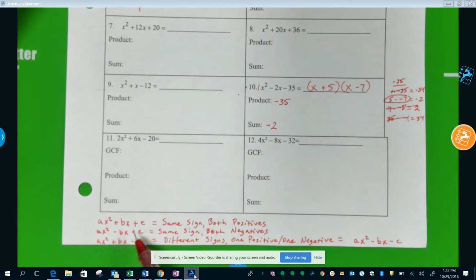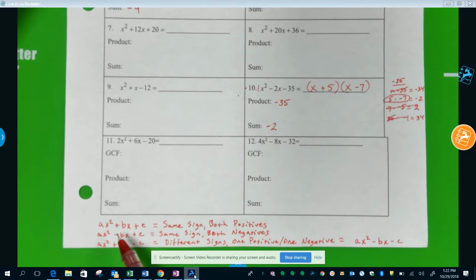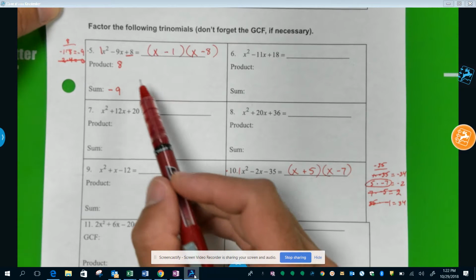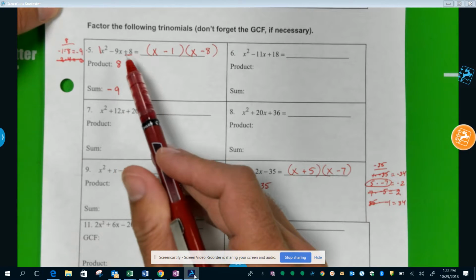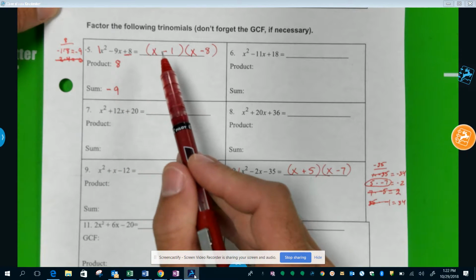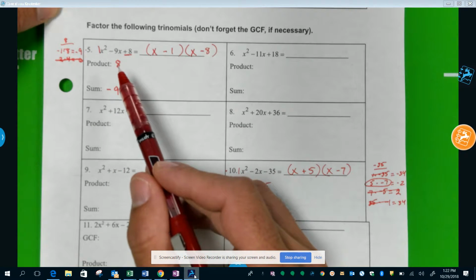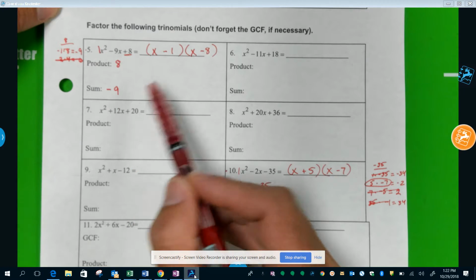Here, this tells me they're going to be the same sign. So then when you look at the first one, boom, that tells me they're both going to be negatives. And that's what happened in problem number 5. We had a plus at the end, which tells me the signs are going to be the same. So then if we look here, that tells me they're both going to be negatives. So both signs I used here were negatives. I knew 8 and 1 multiply to 8, and 8 and 1 add to 9, so they're both negatives.